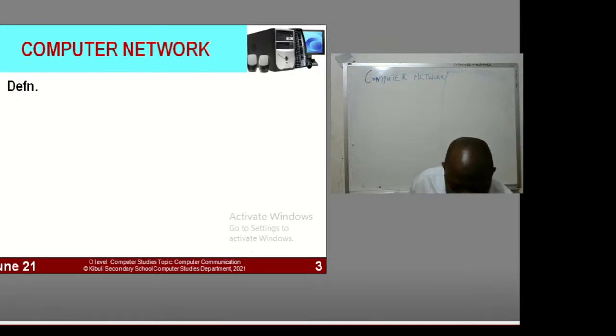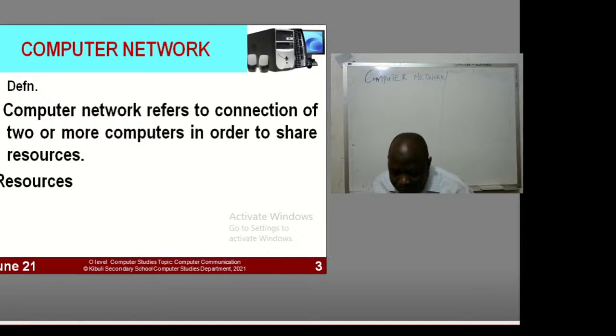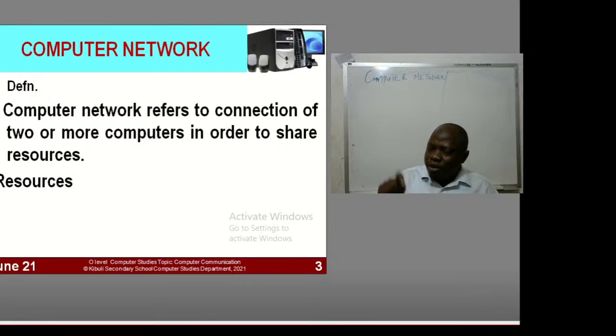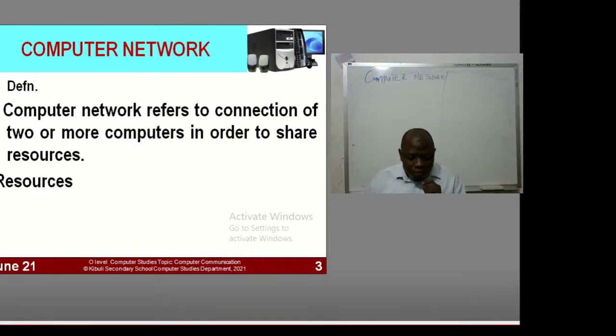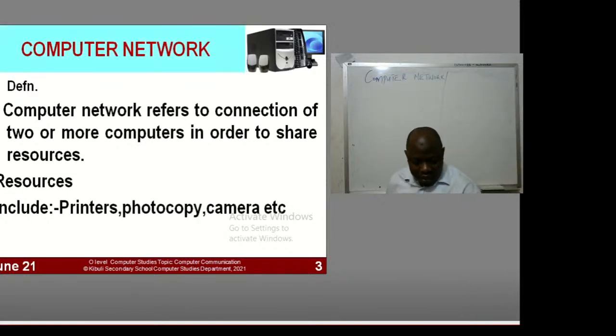So that is one. As you see, a computer network refers to a connection of two or more computers in order to share resources. What are those resources we are talking about? I've been giving you some examples. Data is one of the resources. It can be software, it can be another resource. But then, as you look at our slide, which resources can we share here?